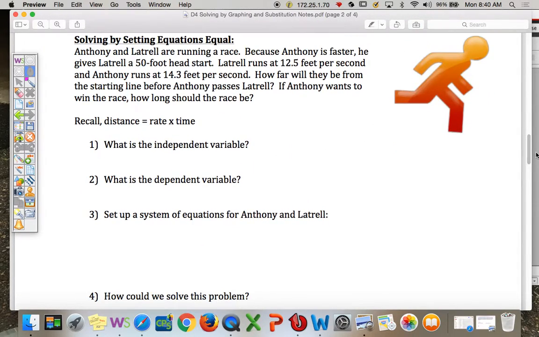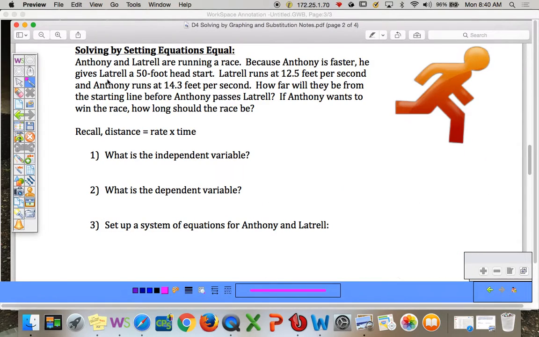Okay, so by setting equations equal, Anthony and Latrell are running a race. Because Anthony is faster, he gives Latrell a 50-foot head start. Latrell runs at 12.5 feet per second. Okay, so I'm going to write this down. Latrell gets a 50-foot head start. He runs at 12.5 feet per second. And Anthony runs at 14.3 feet per second. How far will they be from the starting line before Anthony passes Latrell? If Anthony wants to win the race, how long should it be?